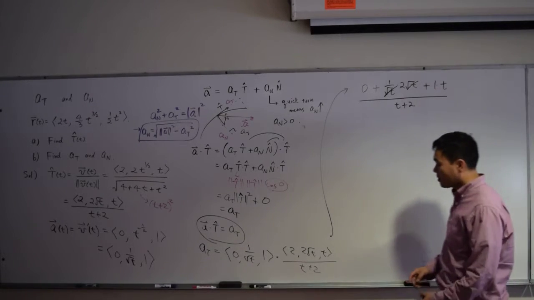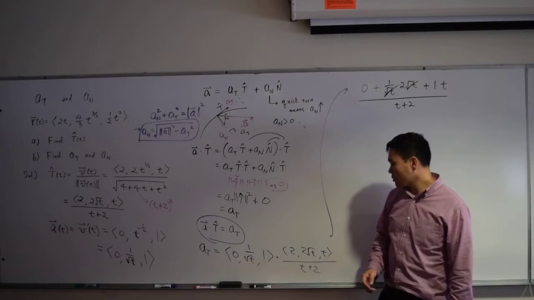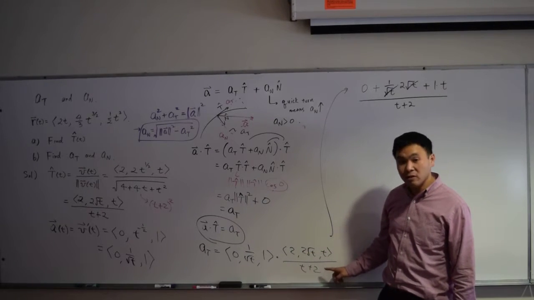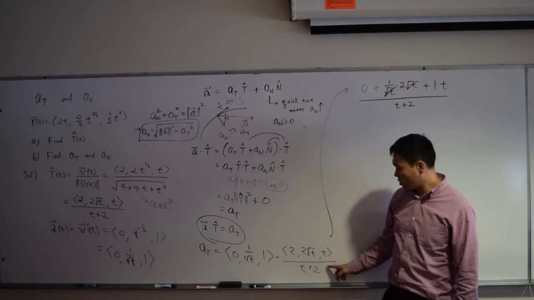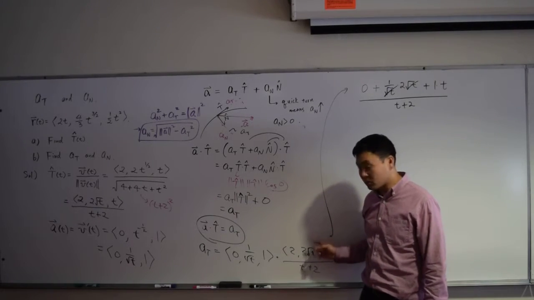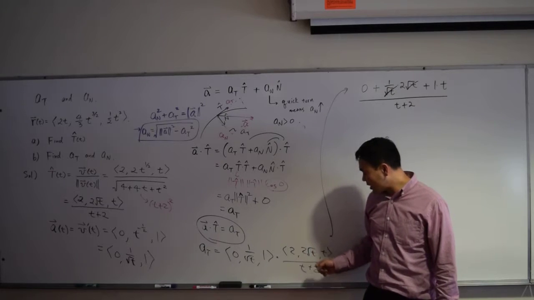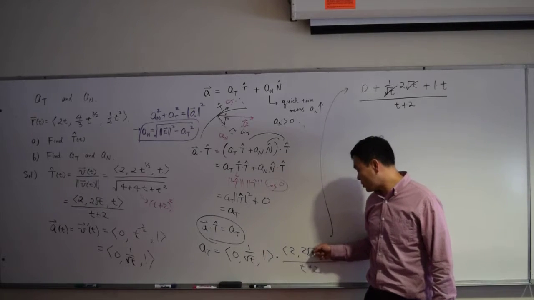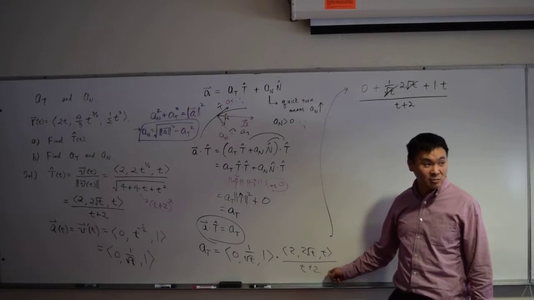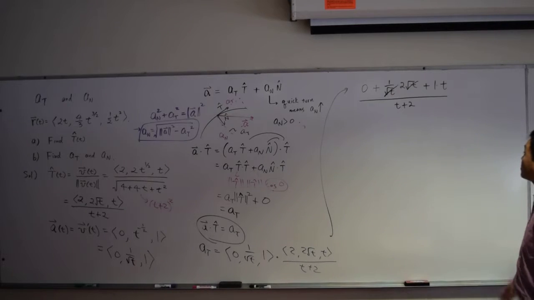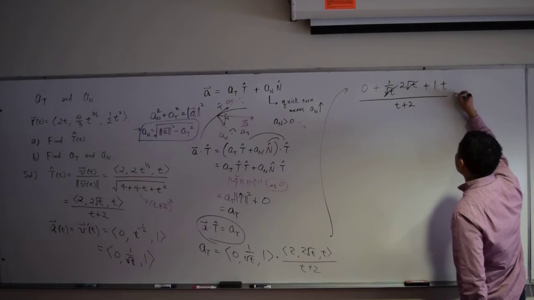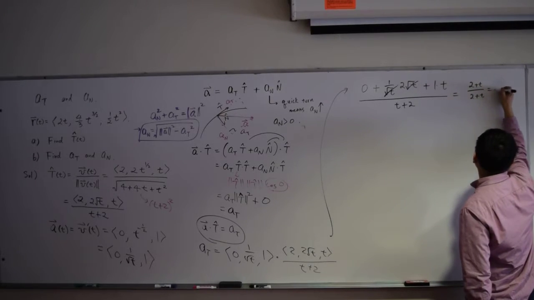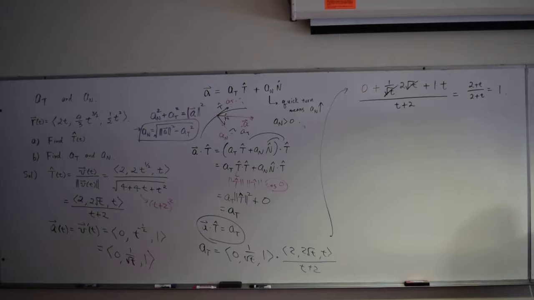See, this calculation with the scalar multiplication is actually associative. So whether you divide this by the scalar and then multiply, or whether you do this dotted with this and then divide the result by t plus 2, it doesn't matter. Okay, so you get the same answer. And at the end of the day, you have 2 plus t on top, 2 plus t on the bottom, and you get 1.